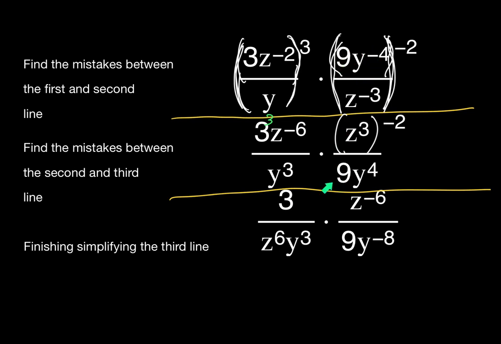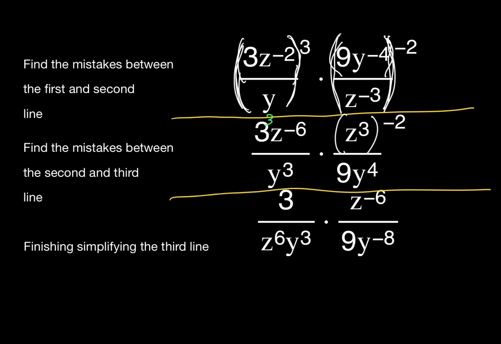This whole thing went to the denominator, and that's not right. What has a negative exponent? Only the y, so the y goes to the denominator. The 9 should have remained in the numerator.